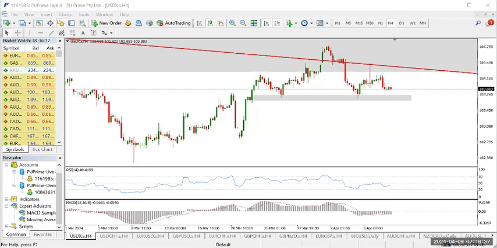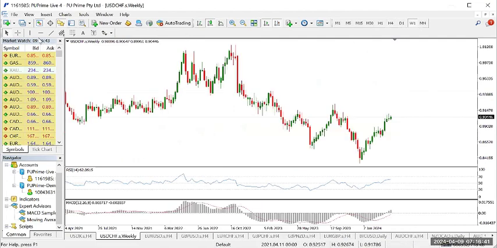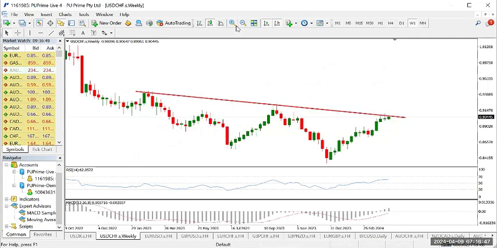And secondly, we look at the USD CHF. Now for the USD CHF, from the weekly time frame, we only have this downward trend line, the descending trend line, and last week candle actually closed as a rejection candle touching the trend line. So technically, we expect a bearish breakout.